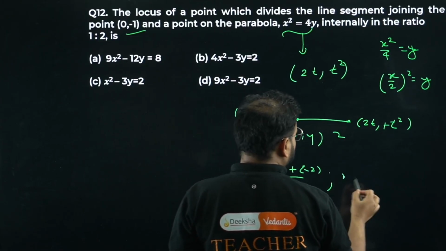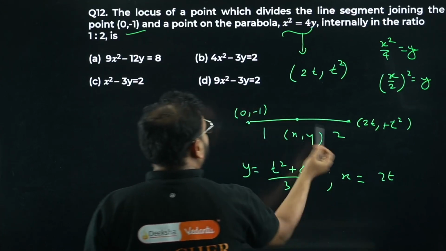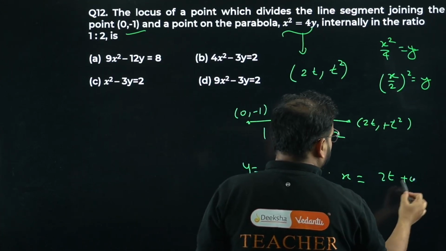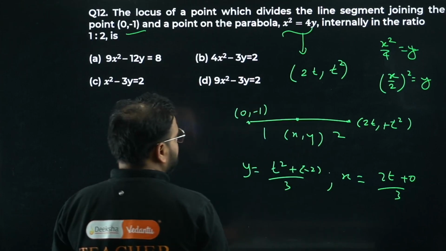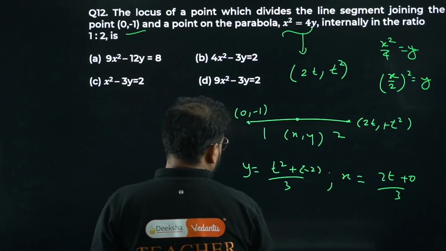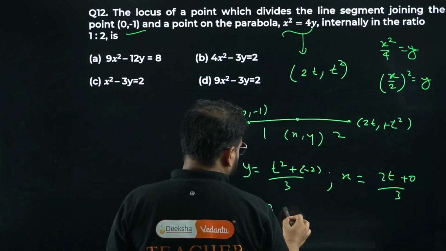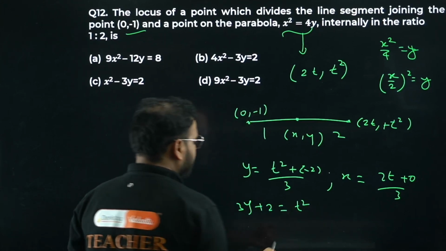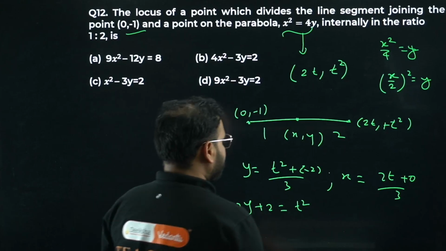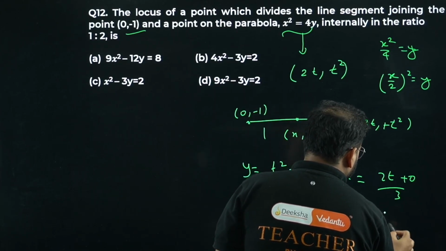And for x what do I get? I get for x 1 into 2t, so it gets 2t over here, and 2 into 0, which is 0, divided by 3. So if you compare now what I'm getting, please check the value of t over here. I get 3y plus 2 equals t square. And from this I get the t value, 3x by 2 equals t.